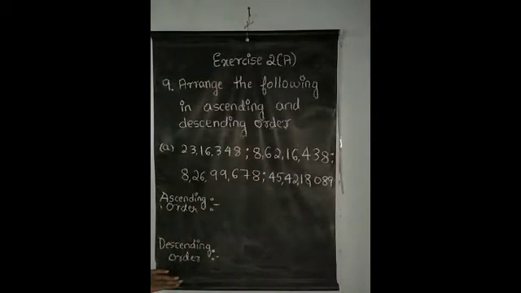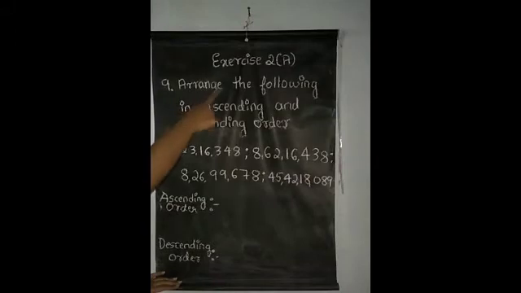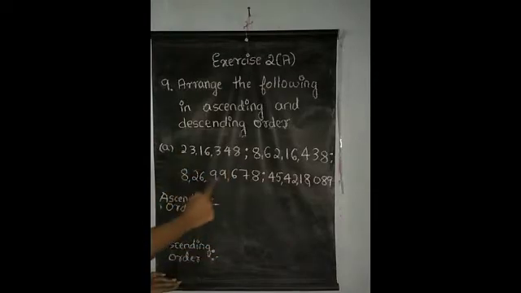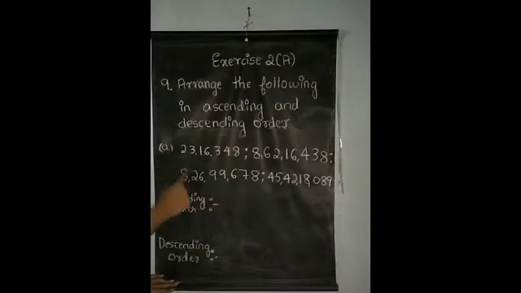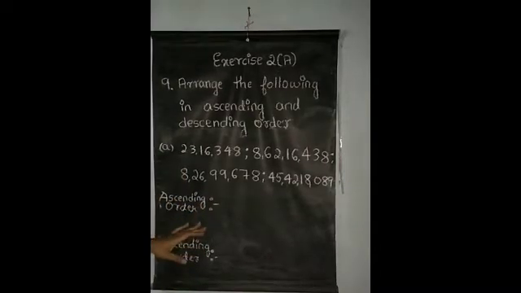Dear students, today we will solve exercise 2A in the ninth one. Arrange the following in ascending and descending order. Here we have to arrange these numbers in ascending order and descending order. First we will arrange these numbers in ascending order.